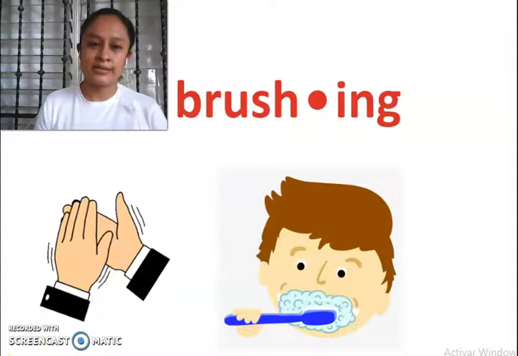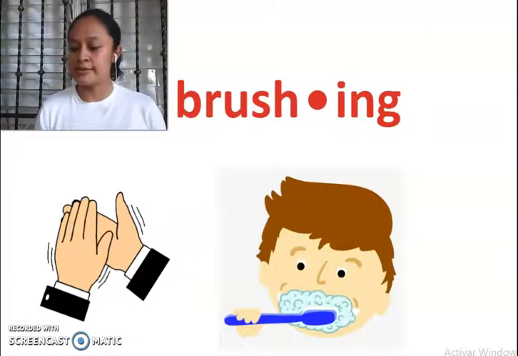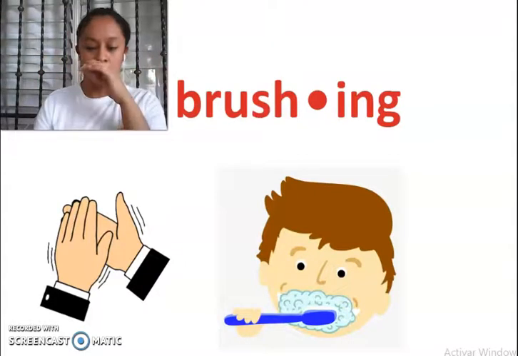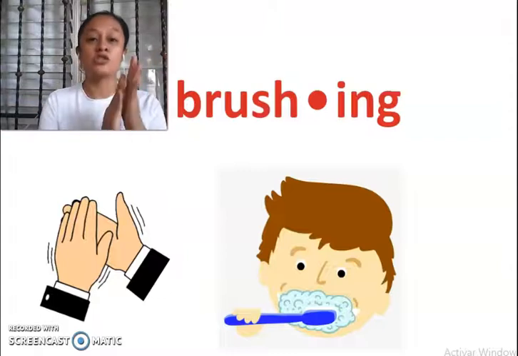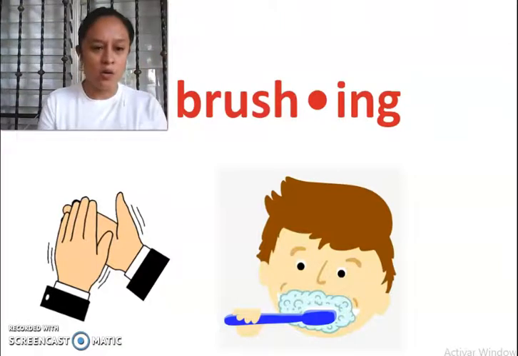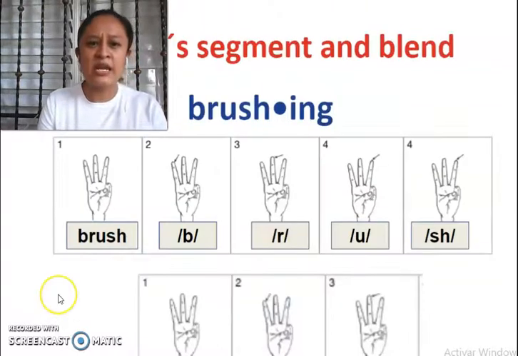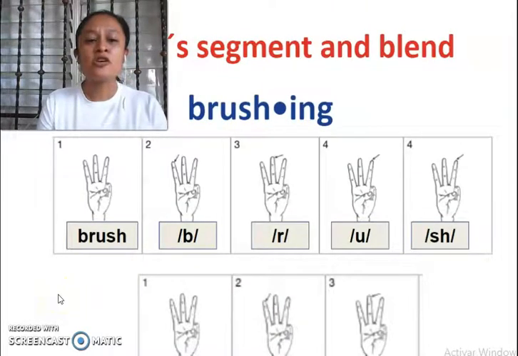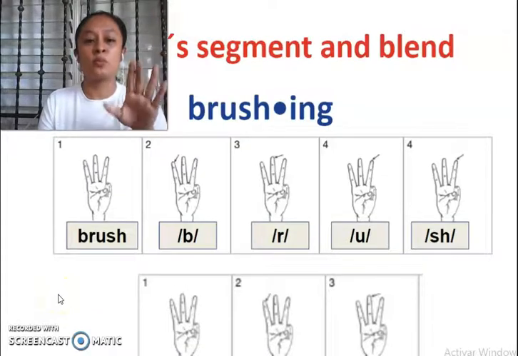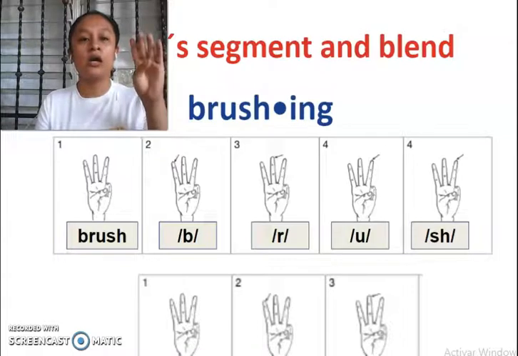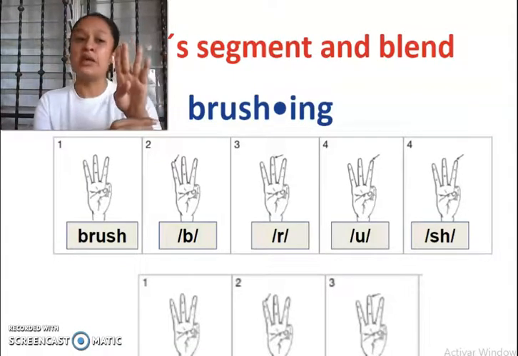This is another example. So let's clap first for the word brushing. Okay, so let's clap, repeat after me. So we said brush-ing. One more time. So we have brush-ing. So now I want you to blend and segment this word. In here we have an example. So first we're going to segment and blend the word brush. Okay, so we have b, r, u, sh. When we blend it, we have brush.